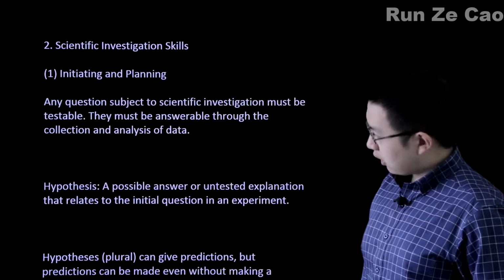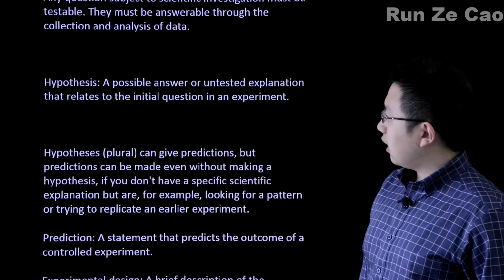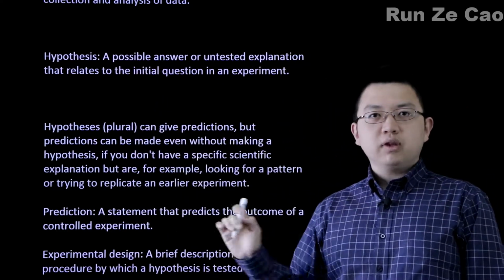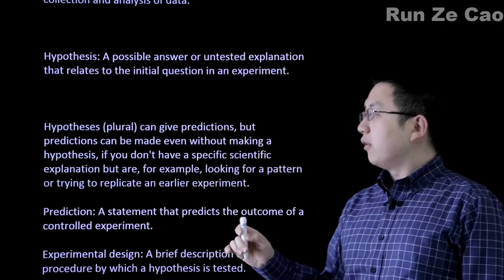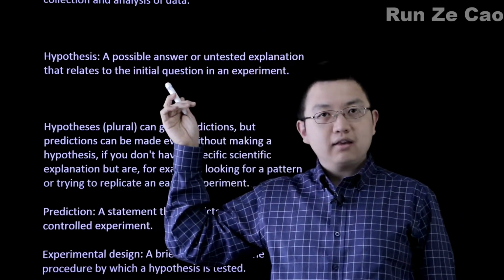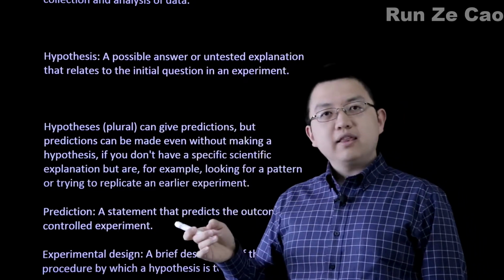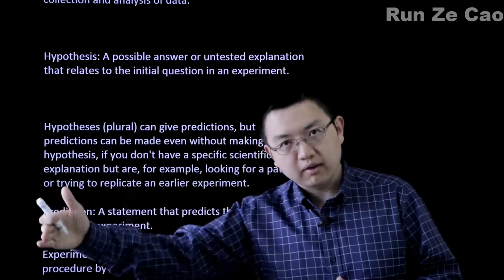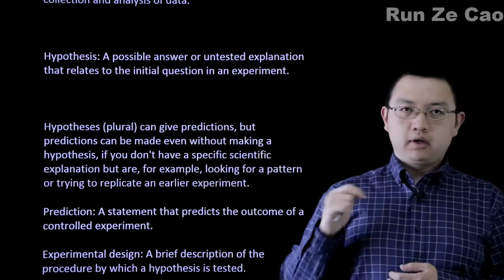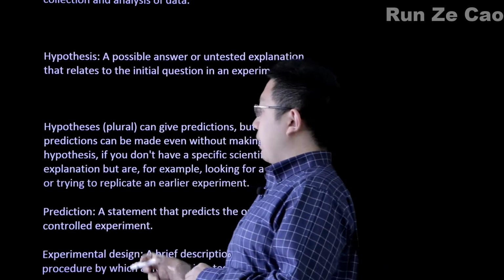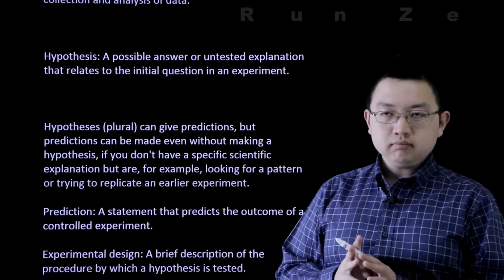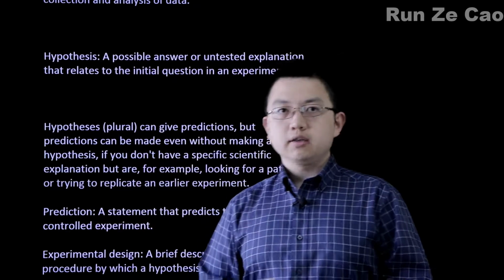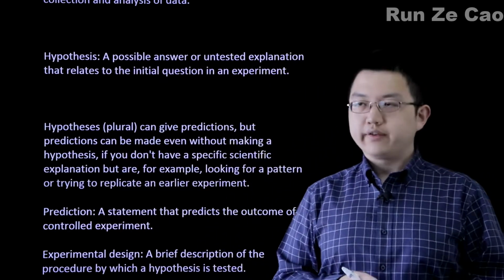So, your hypothesis is a possible answer or untested explanation that relates the independent and dependent variables. For example, when we were looking at the planets earlier, our hypothesis could be that planets that are farther away from the sun orbit slower. And the independent variable would be distance from the sun, and the dependent variable would be orbital period. Alright, hypotheses can give predictions. So, the prediction would be longer orbital period means greater distance, or vice versa, rather.